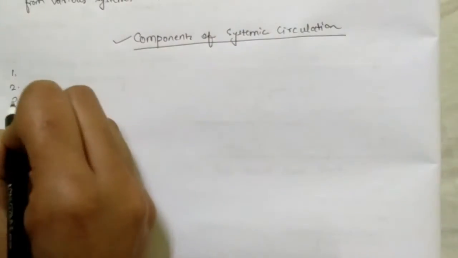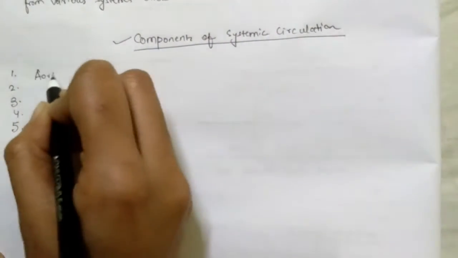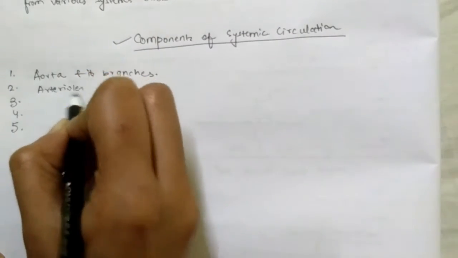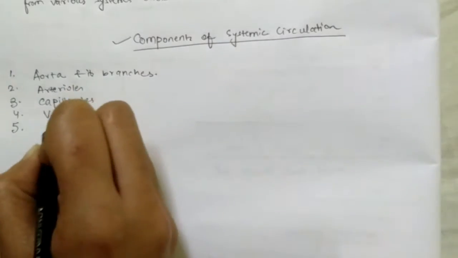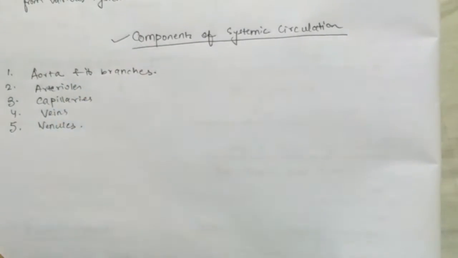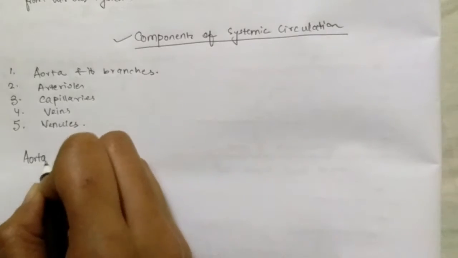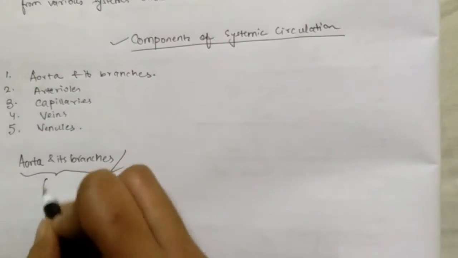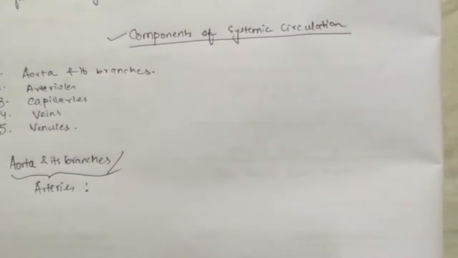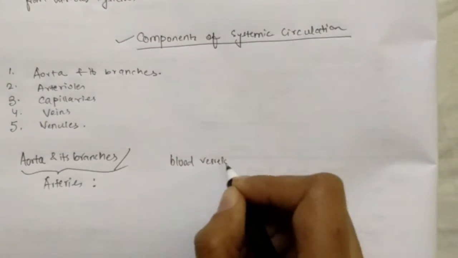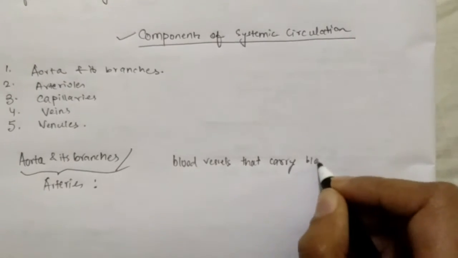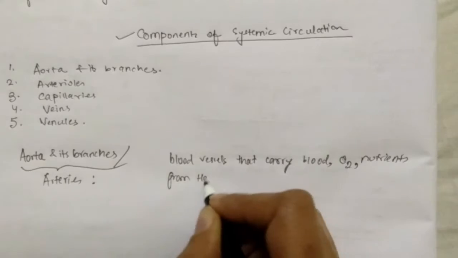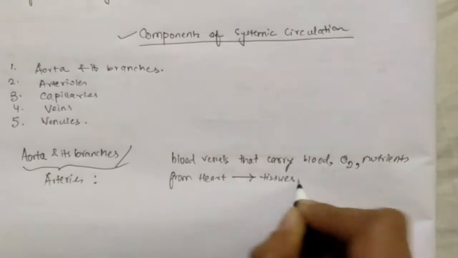There are primarily 5 components of systemic circulation. First is the aorta and its branches. Second is the arterioles. Third is the capillaries. Fourth, veins. And finally, venules. Coming to aorta and its branches, or directly, we can say arteries, because aorta is a kind of artery, right? So arteries are the blood vessels that carry blood, oxygen, nutrients from the heart to the tissues, right?